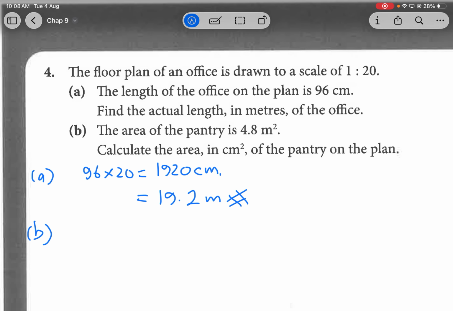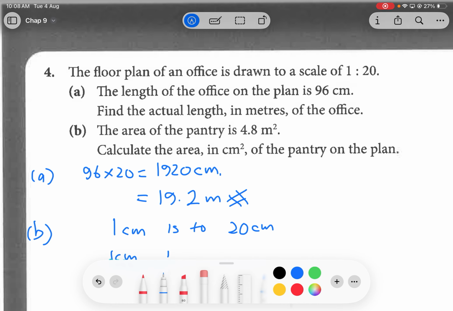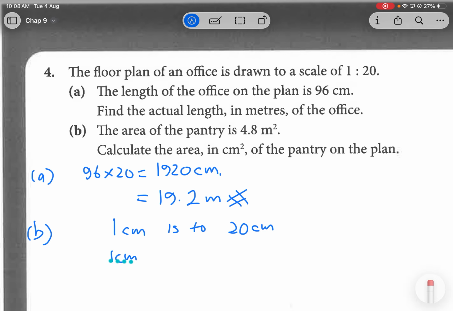Once I have this scale, this one is direct proportion. 1 cm square is 0.04 meter square. I want 4.8. This one means 4.8 divided by 0.04. It needs 120, right? Yes. Then answer.